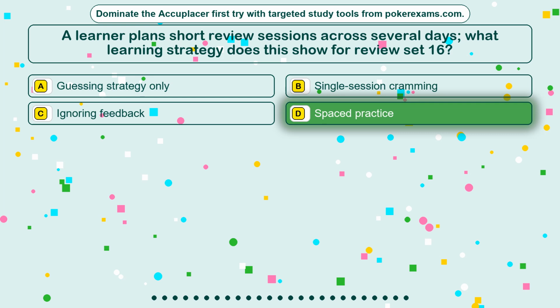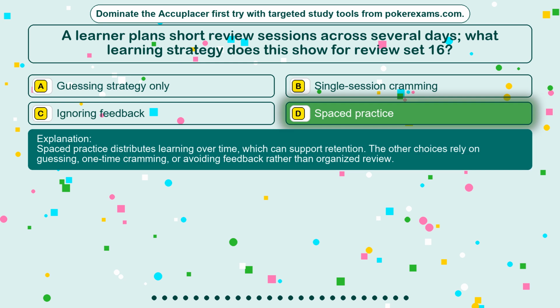The correct answer is option D, spaced practice. Spaced practice distributes learning over time, which can support retention. The other choices rely on guessing, one-time cramming, or avoiding feedback rather than organized review.